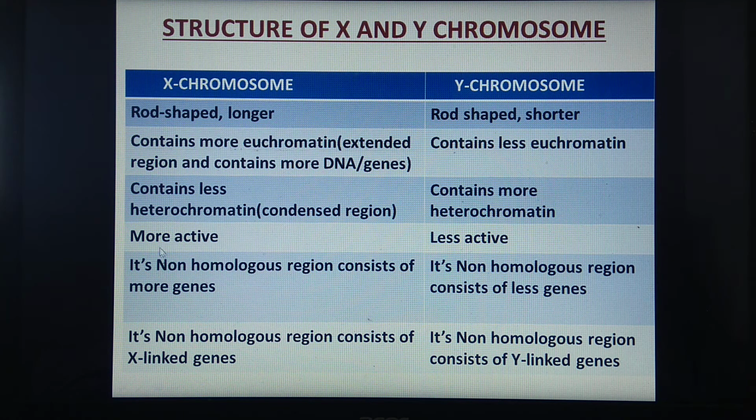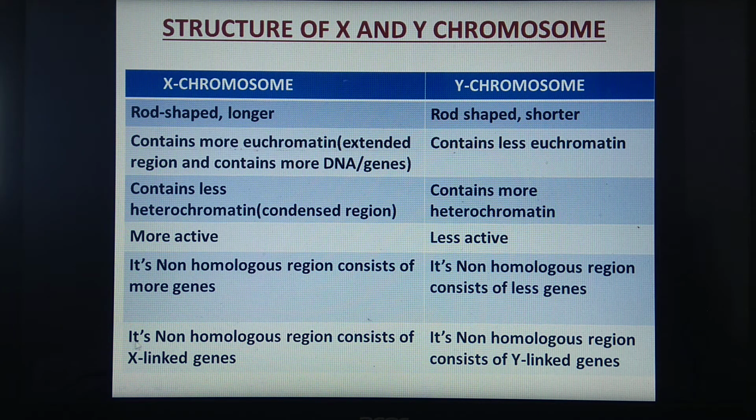Remember that as X chromosome consists of more euchromatin, it is more active, and in Y chromosome less euchromatin is present and hence it is less active. Now in case of X chromosome, its non-homologous region consists of more genes. As we have seen in the diagram, X chromosome is longer and its non-homologous region is also longer, hence it consists of more genes. And in case of Y chromosome, the non-homologous region consists of fewer genes as this part is shorter.